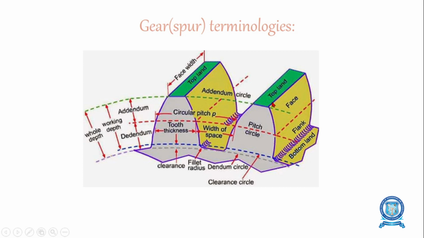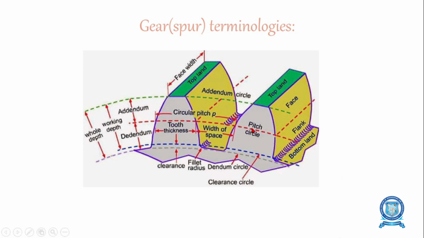Then pressure angle, alpha. It is the angle made by the line of action with the common tangent to the pitch circles of mating gears. So the pressure angle is the angle made by the line of action with the common tangent to the pitch circles of mating gears, the pitch circles of the mating teeth. That angle is called the pressure angle.